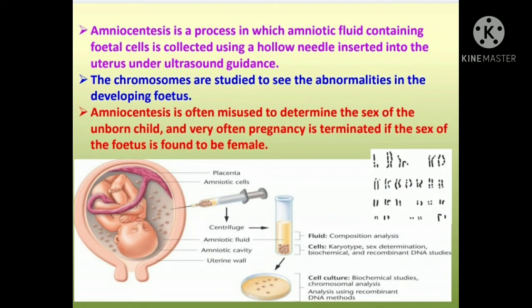What is next? The third stage: the amniotic fluid, which is there on all four sides of the fetus, is extracted. A little bit of the amniotic fluid containing the fetal cells is extracted. Then it is centrifuged. After centrifugation, the cells are used for karyotyping. Then the karyotype is done. After that, the risks associated with amniocentesis.